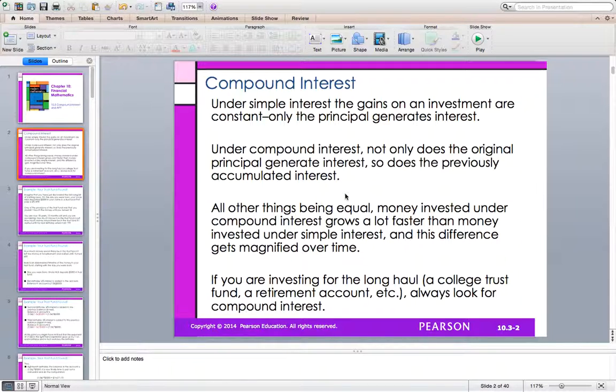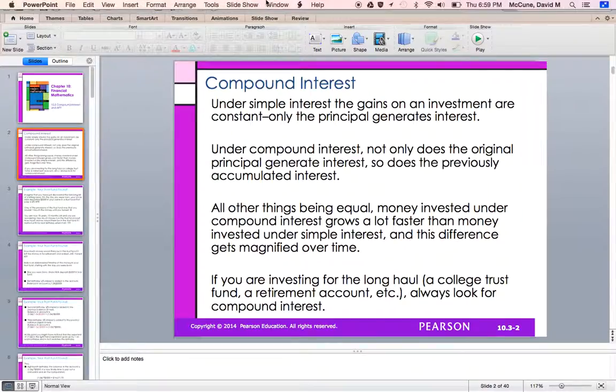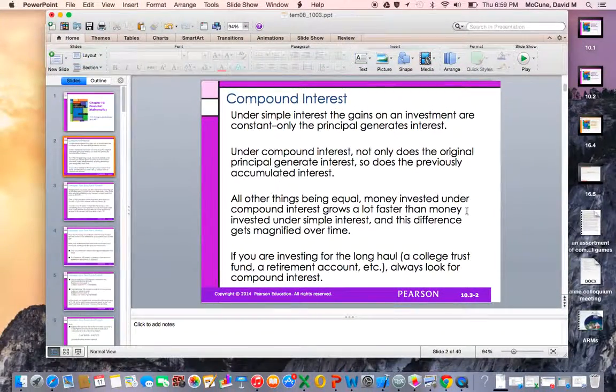Okay, so that is all I have to say about section 10.3. The main takeaways from this are the definition of APY, the definition of compound interest, and the compound interest formulas.